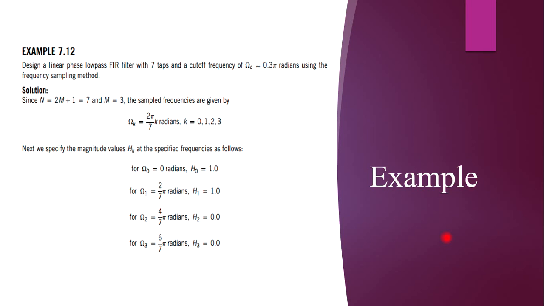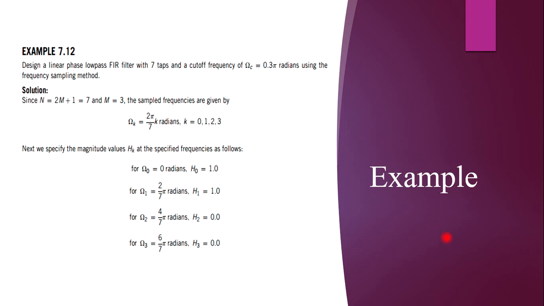Let's have an example. We are asked to design a linear low pass filter with 7 taps. The length of the filter is 7 taps. The cutoff frequency of the filter is given as 0.3 pi radian. Using the frequency sampling method, we will have to design the filter.